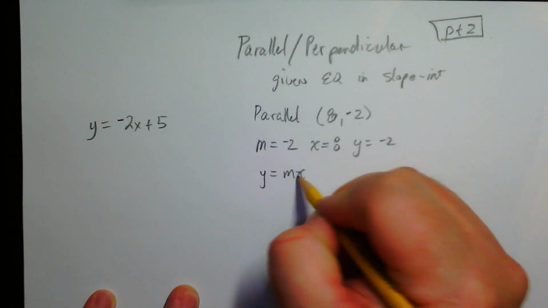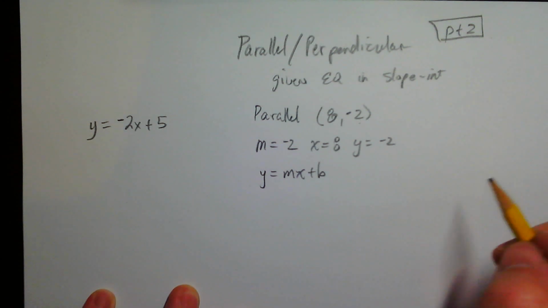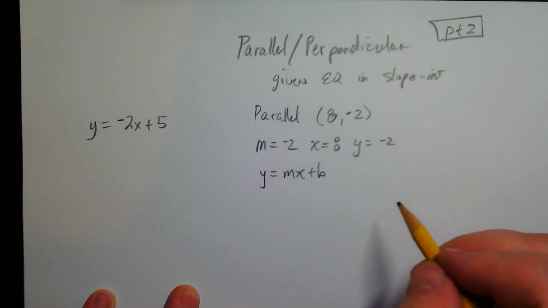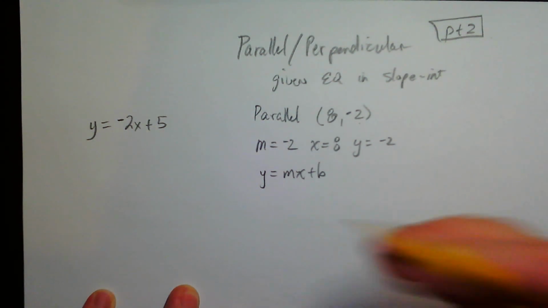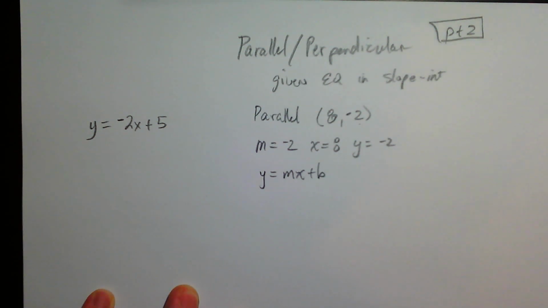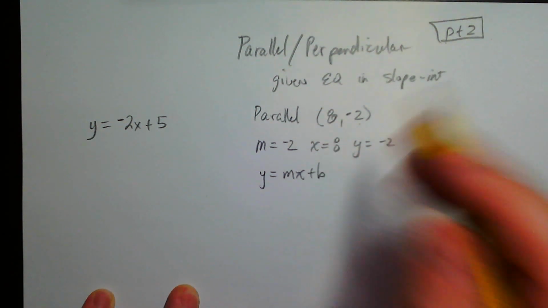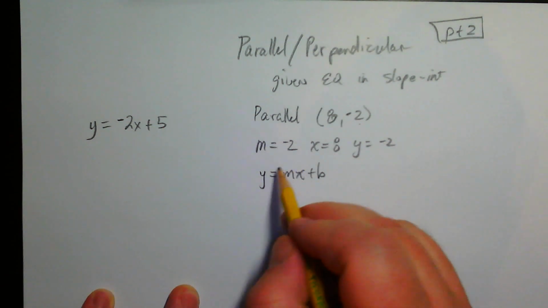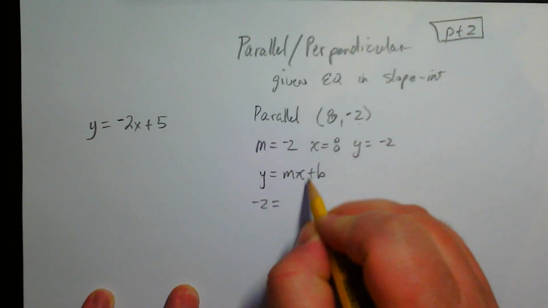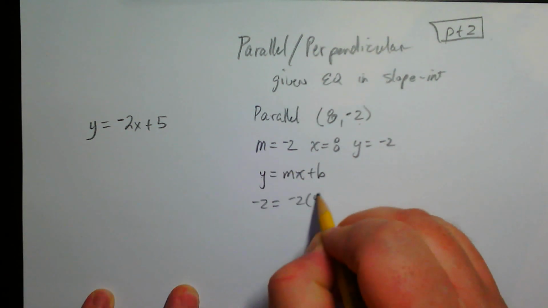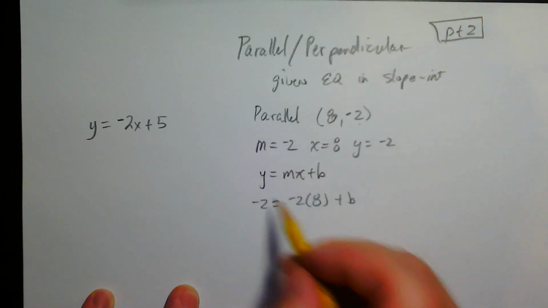Y equals mx plus b. Now there is another way. There's a point slope formula where you can plug into a different formula, but this is so much quicker. In this application, this is absolutely perfect. So negative 2 equals negative 2 times 8 plus b. So we plugged everything in, right?